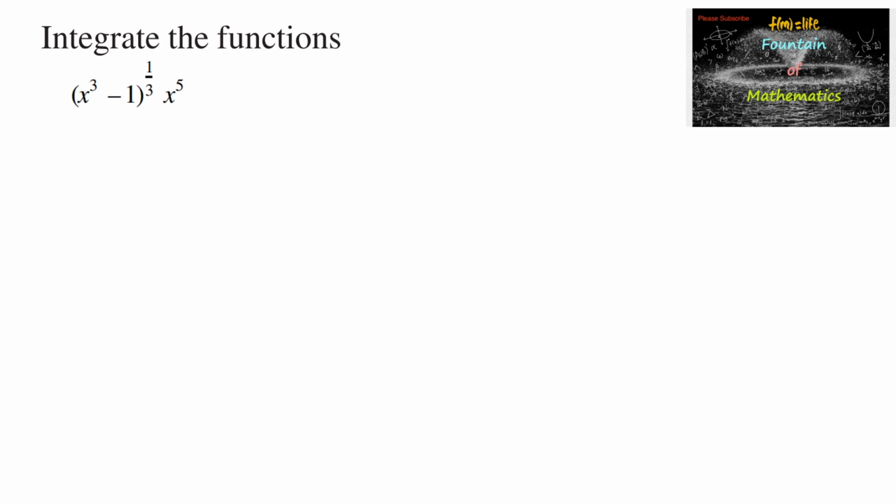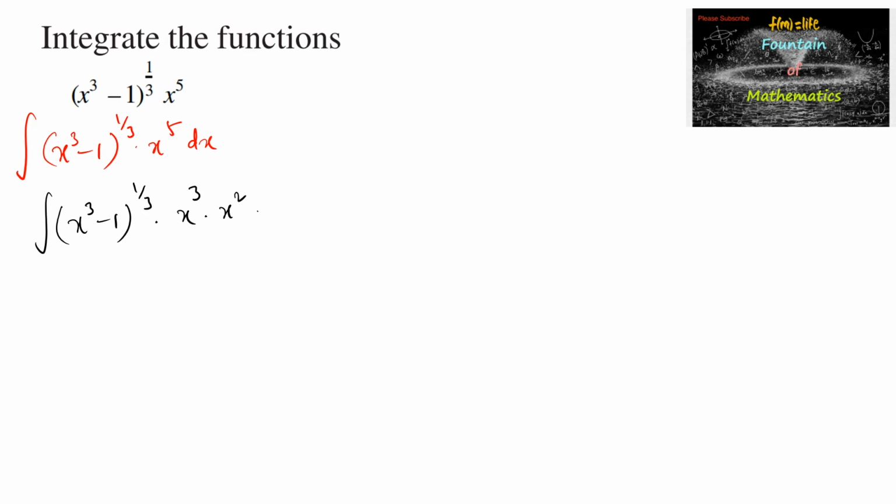Integrate the function x power 3 minus 1 to the power 1 by 3 into x power 5. So we can write integral x power 3 minus 1 to the power of 1 by 3 into x power 5 dx. So we can write it as integral x power 3 minus 1 to the power 1 by 3 into x power 3 into x square dx.